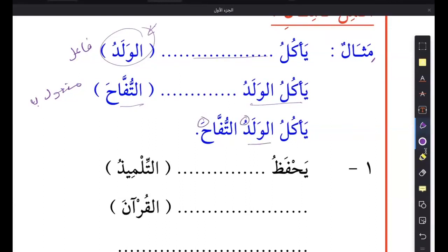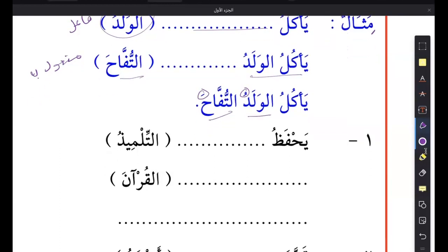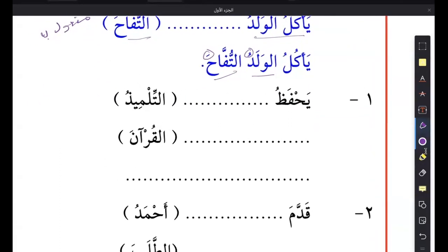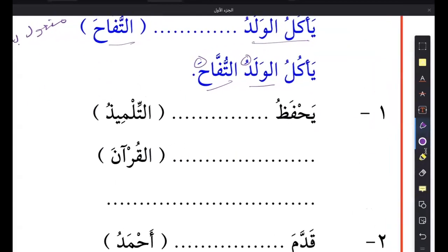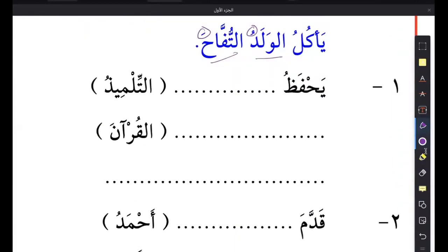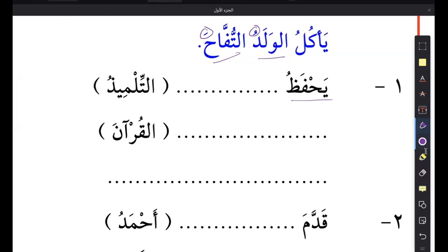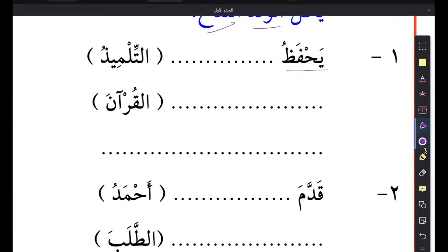So we understand the fa'il takes a dhamma and the مفعول به takes a fatha. I'll just do one example because it seems very simple. يحفظ التلميذ القرآن. تلميذ is a student, same thing as طالب. So the student is memorizing. What is he memorizing? القرآن. So I don't have to write it all. It's very simple, right? Maybe I'll just write one out.